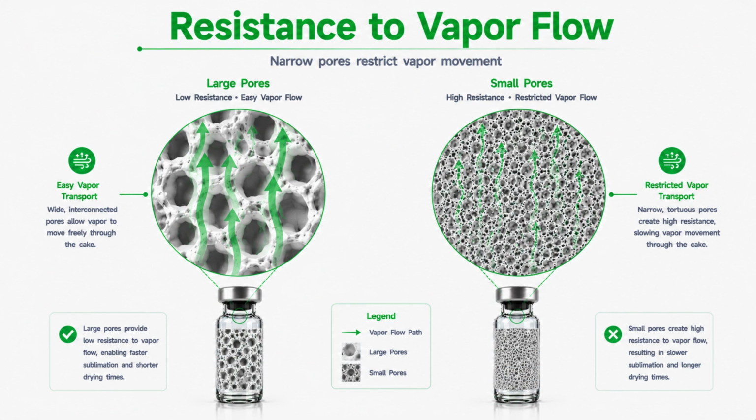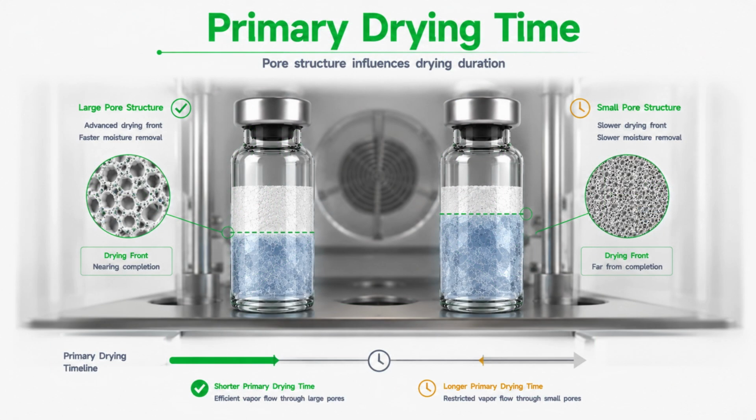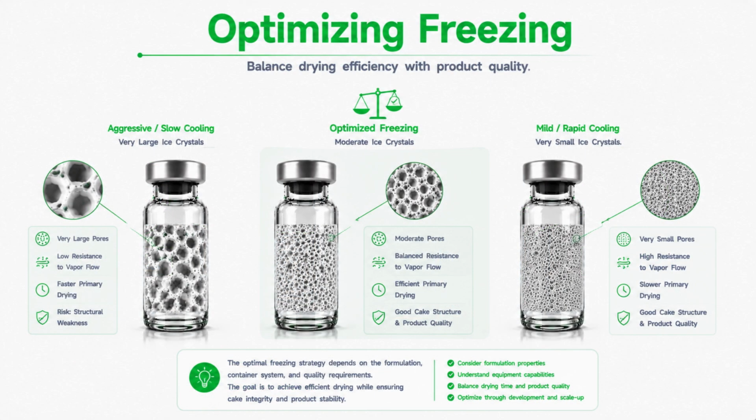Larger pores reduce resistance to vapor flow and generally shorten primary drying. Smaller pores increase resistance, slowing mass transfer and extending drying time. However, faster drying is not always the objective. The optimal freezing strategy must always balance drying efficiency with product quality and the specific requirements of the formulation.